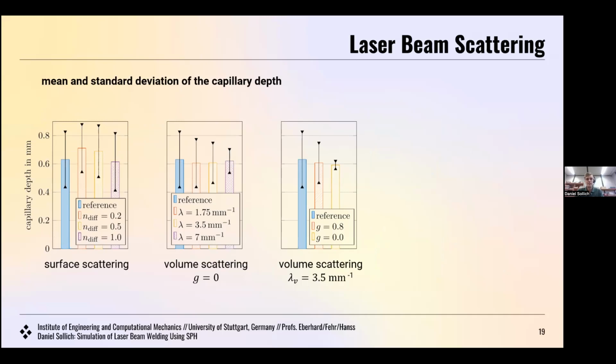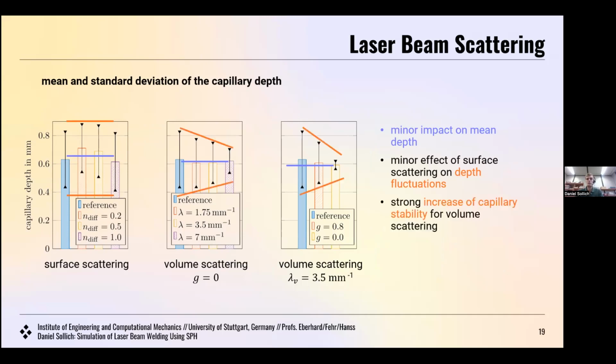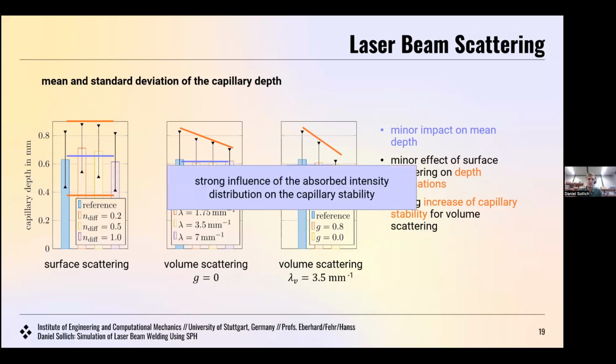On this slide, we can see the mean and standard deviation of the capillary depth, and we can see that both scattering events have a minor impact on the mean depth. And for surface scattering, we still observe those high depth fluctuations, while for volume scattering, we see an increase of capillary stability. The key message here is that there is a strong influence of the absorbed intensity distribution on the capillary stability.